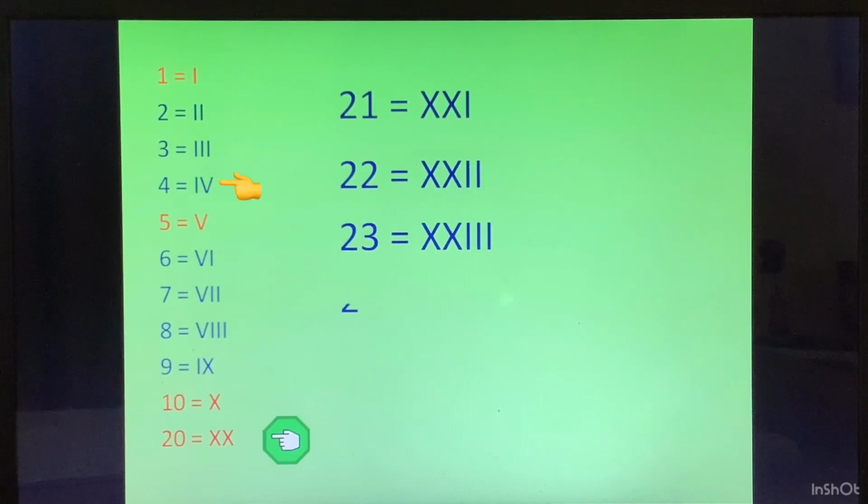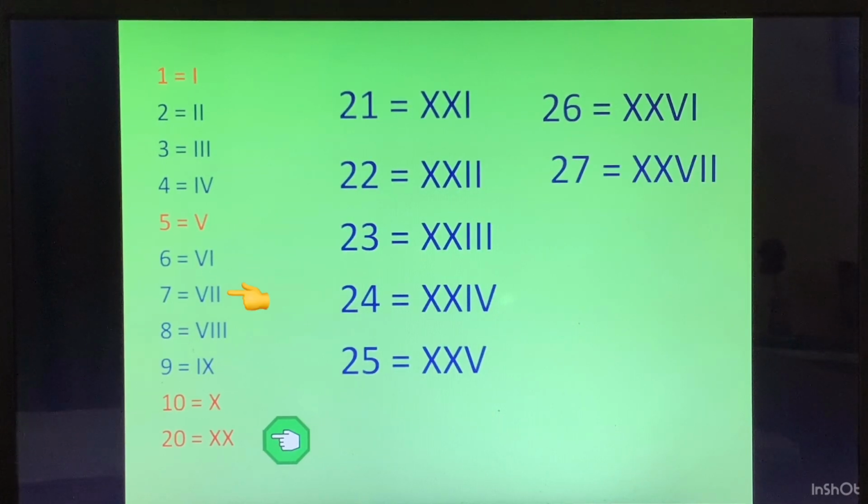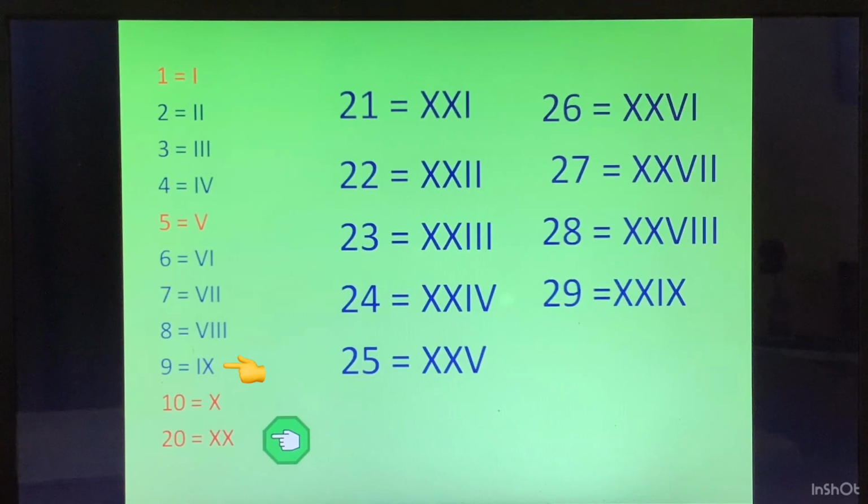24 will be 20 plus 4, XXIV. 25 will be 20 plus 5, XXV. 26 will be 20 plus 6, XXVI. 27 will be XXVII. 28 will be XXVIII. 29 will be XXIX and 30 will be XXX.